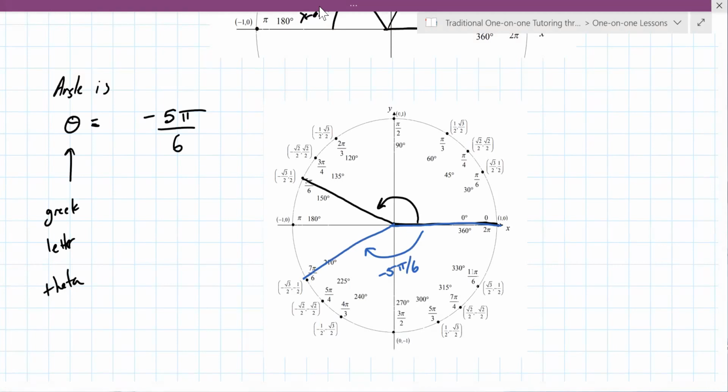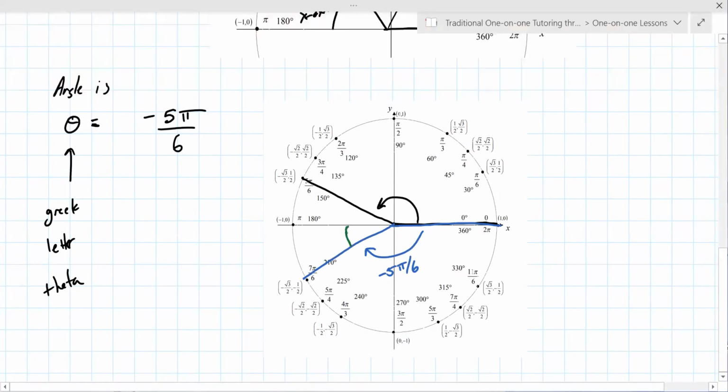Now the reference angle is always the angle that's made with the x-axis. So it's this angle right here. Okay, and so you have to be able to come up with this angle right here. In this case, it's pi over 6. And we'll start talking about how to do that, but it's more complicated than just adding or subtracting.